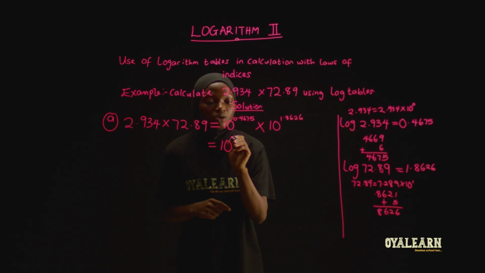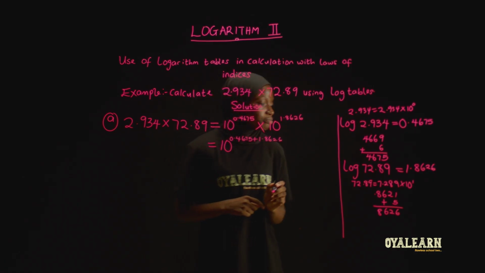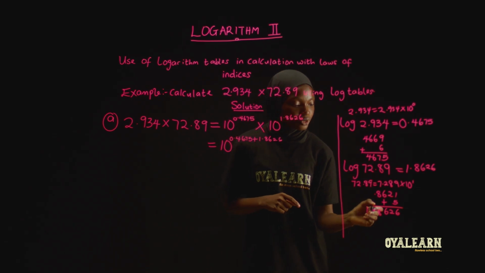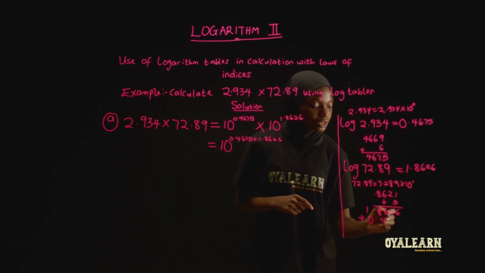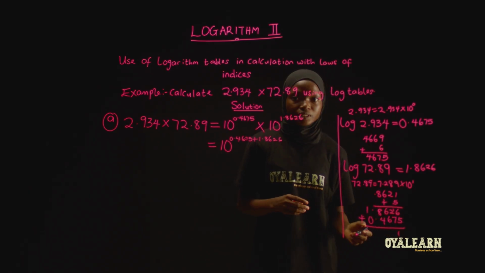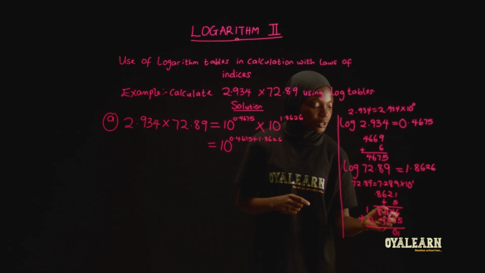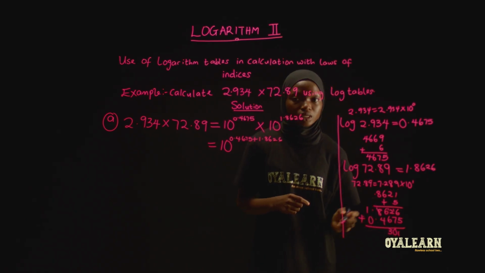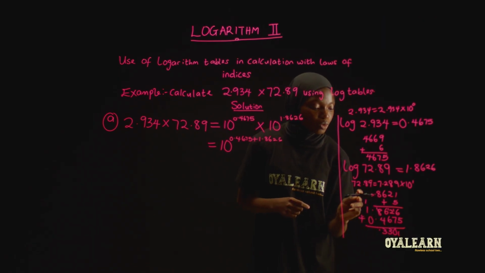This becomes 10 raised to the power of 0.4675 plus 1.8626. So we can perform the calculation at the side. 1.8626 plus 0.4675. Now we'll add this up. 6 plus 5, that's 11. We take 1. 2 plus 1, 3. Plus 7, 10. We write 0. Take 1 to the side. 6 plus 1, 7. Plus 6, 13. 3. We take 1 to the side. 1 plus 8, 9. Plus 4, 13. So we have 3. Take 1 to the side. 1 plus 1, 2 plus 0, 2.